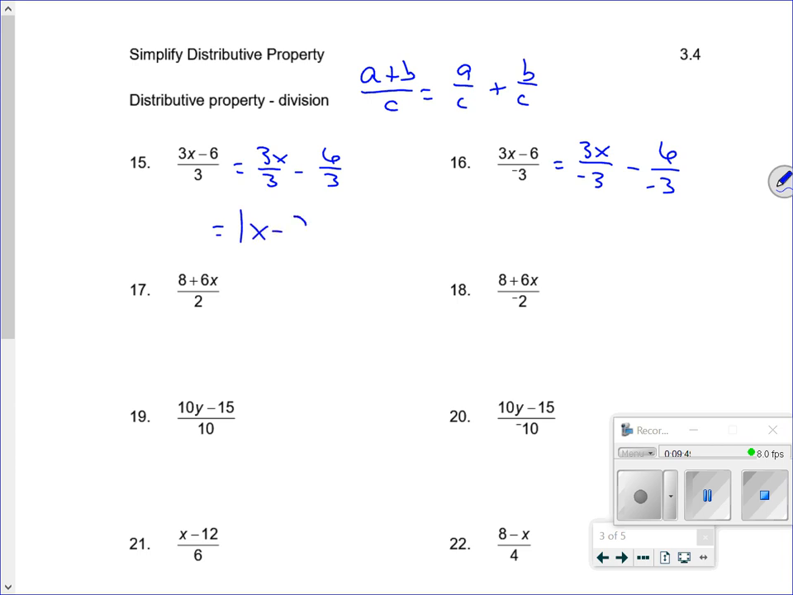This will be 1x minus 2, or just x minus 2. We've got a little sign thing we've got to watch out for here. Remember, this is positive divided by negative. So this answer is -1.